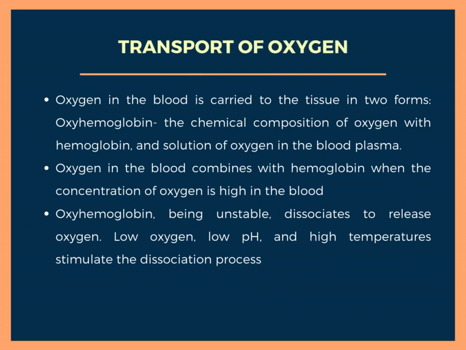First, oxygen in the blood is carried to the tissue in two forms: oxyhemoglobin, the chemical composition of oxygen with hemoglobin, and solution of oxygen in the blood plasma. Oxygen in the blood combines with hemoglobin when concentration of oxygen is high in the blood. Oxyhemoglobin, being unstable, dissociates to release oxygen. Low oxygen, low pH, and high temperatures stimulate the dissociation process.